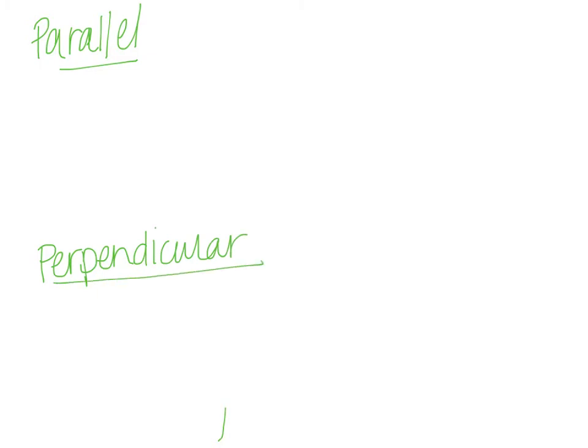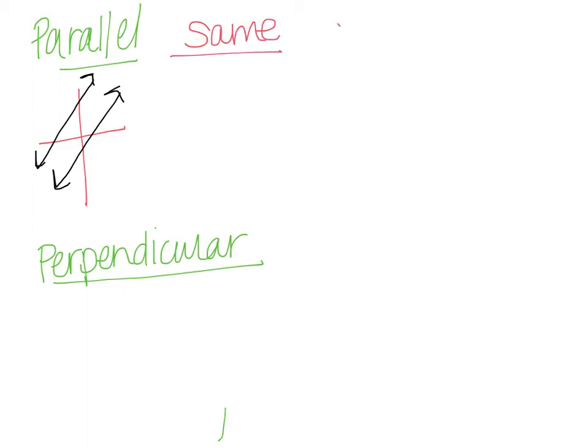Alright, parallel lines. Remember, if we look at a coordinate plane, parallel lines never touch. So for example, they're going to look like this. What you need to know about parallel lines is that they have the same slope. That slope is always going to be identical.